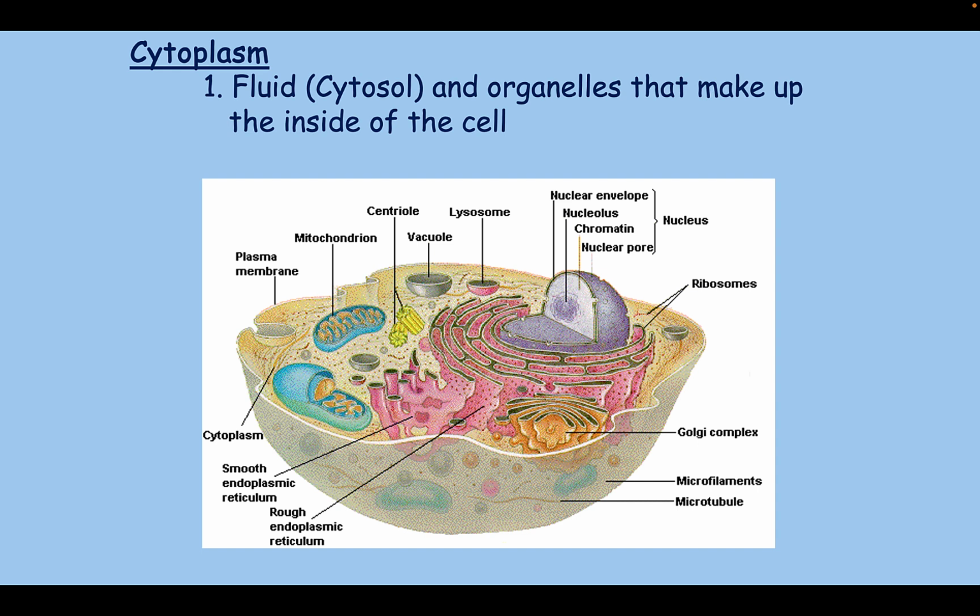Inside the cell, there's a fluid region that we call the cytosol. The cytosol is included with the organelles to make up the cytoplasm of the cell. So the liquid, the fluid, the gel-like part is called the cytosol, and the organelles that are inside the cytosol, along with the cytosol, make up the cytoplasm. So the cytoplasm is the gel-like part and the organelles. The gel-like part, the fluid part, if you will, kind of thick fluid, is called the cytosol.